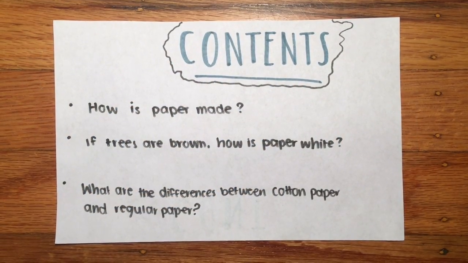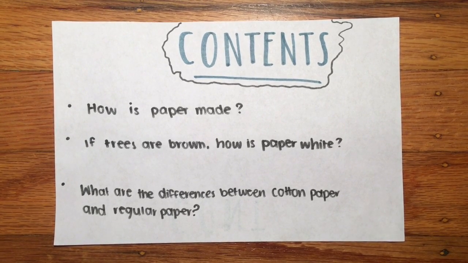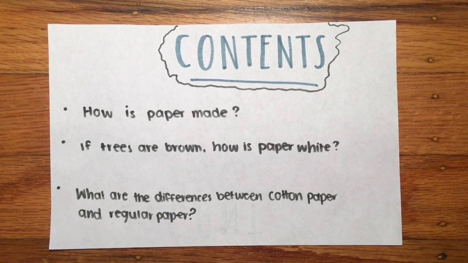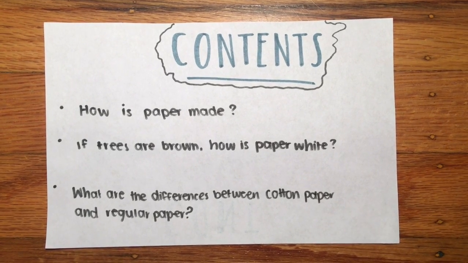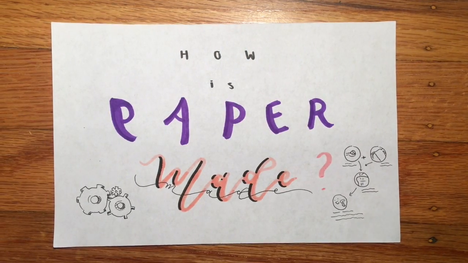Today, we will be covering three main topics. First, I'll be discussing the process by which paper is made. Second, I'll explain what makes paper white when trees are brown. And third, I will describe the differences between regular paper and cotton paper. So, how is paper made?